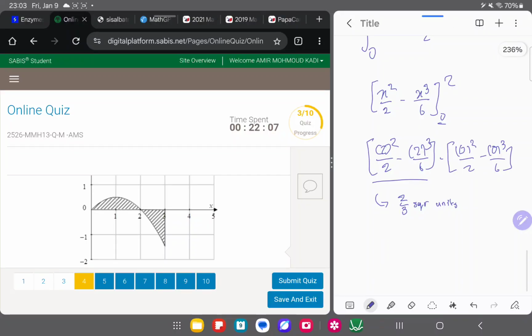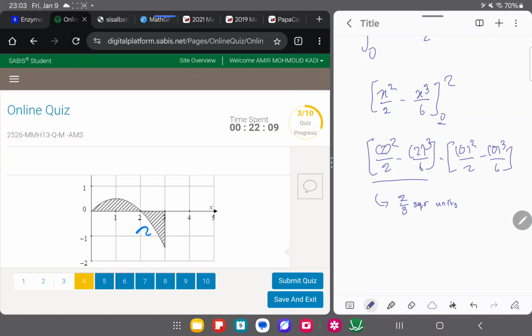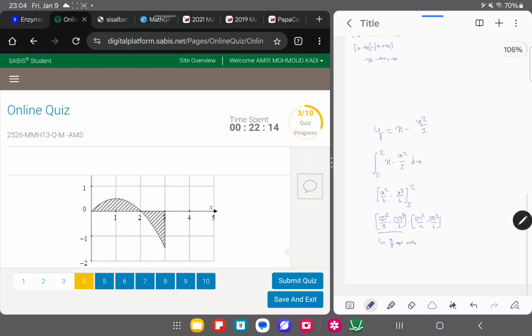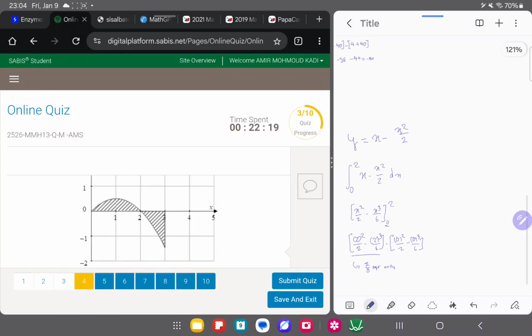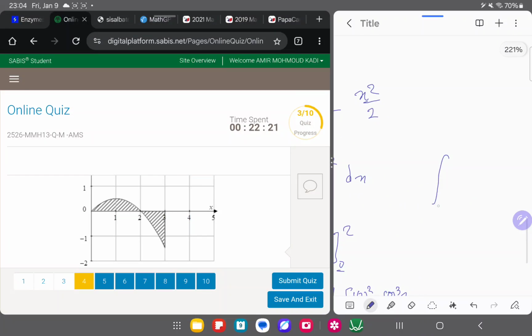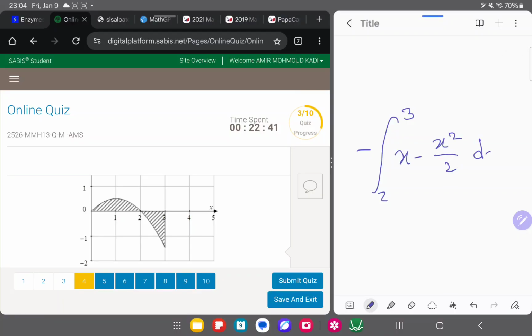Okay, now we have to do this region over here, where the boundaries are now 2 to 3. However, it is under the x-axis. So if it is under the x-axis, what we must do is the same integral, except when we're integrating over the range 2 to 3, it's under the x-axis. So what we can either do is multiply by minus, or just put absolute value. Minus is just more convenient, right? Integral from 2 to 3, and then we write the same curve, x minus x squared over 2 dx.